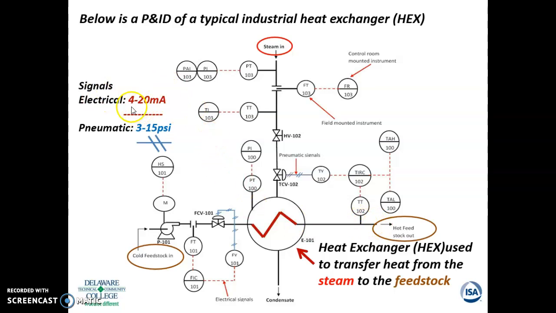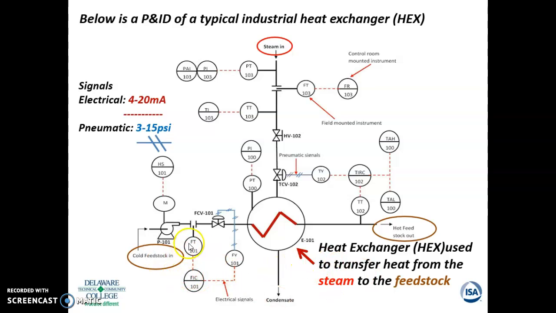Now, this is what's important for you to understand, what these lines mean. The dashed lines, all of these dashed lines, mean it's an electrical signal, a 4 to 20 milliamp. Here it is again, here, here, and here, and over here. The hashed lines are the pneumatics. So let's trace one of these.